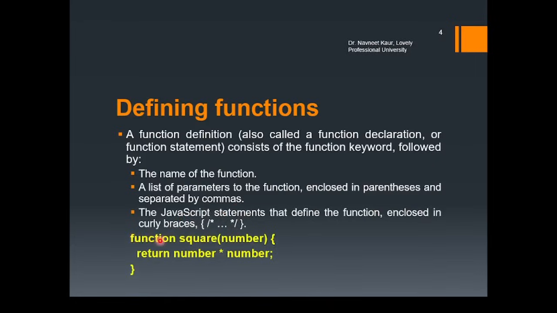We need to write first of all the function keyword, the name of the function, then the list of parameters separated with commas. We are having just one parameter right now, and then within it we are having certain statements that are enclosed within curly braces, along with a return statement, because functions are supposed to return some value. So we return number multiplied by number. So it's returning the value as the square of a number. So the number is being multiplied by number itself. Let's have a look how we can call this function.